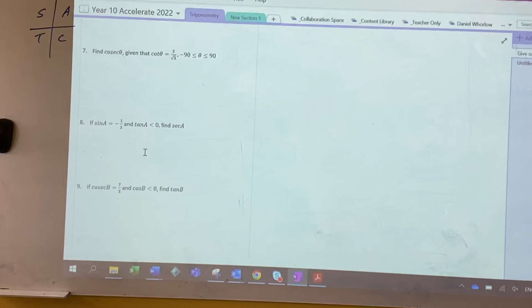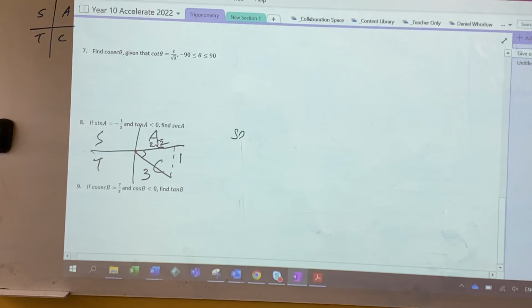Alright, so let's always sketch the diagram first. ASTC. Sine is negative, tan is negative. In which quadrant is that? Fourth quadrant. Yeah, so I have to figure that out first. Very good. So once we figure out the correct quadrant, then we sketch the little triangle first. Sine is opposite over hypotenuse. So 3 here, 1 here. This one has to be 2 root 2. You okay with that?